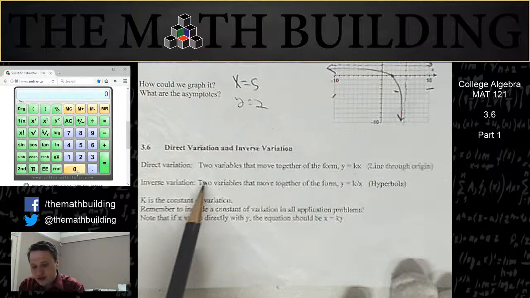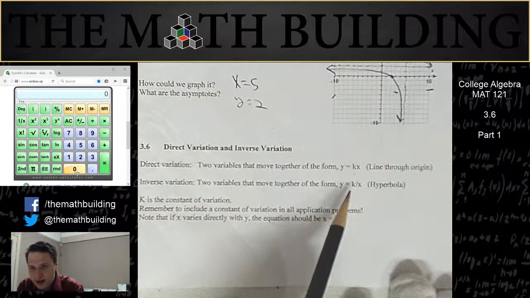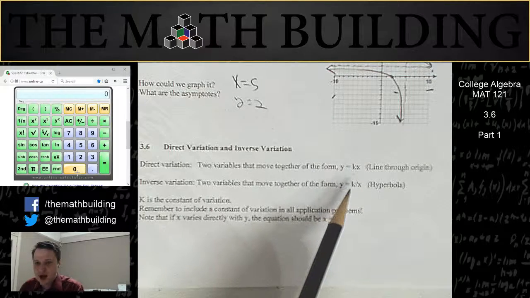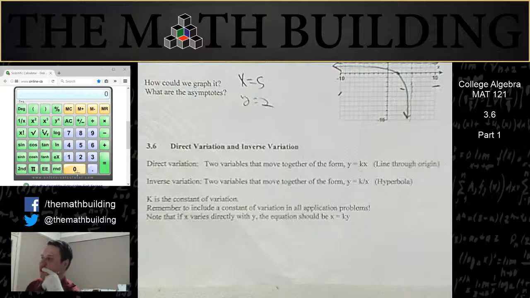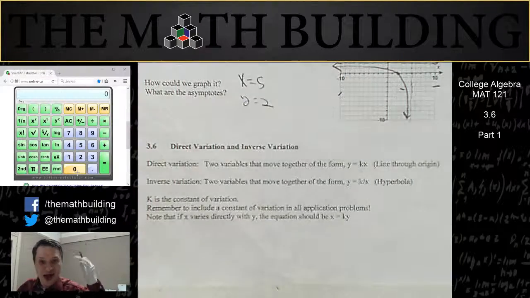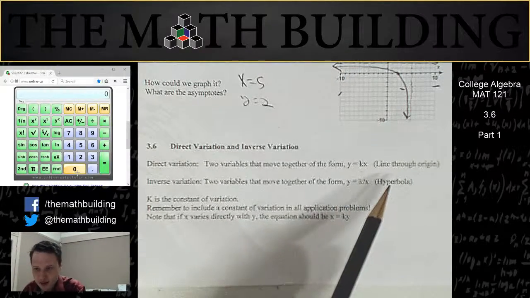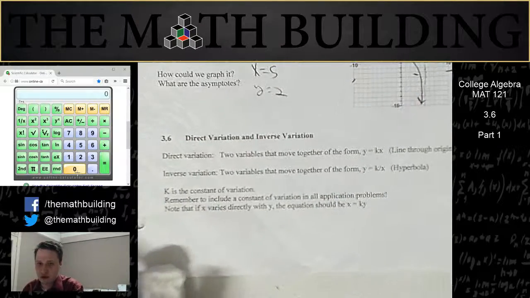Inverse variation, on the other hand, is two variables that move oppositely, of the form y equals k divided by x. So y equals some constant number divided by x. I wonder if there's some graph that looks like that. I know! How about 3.5? We just did hyperbolas. So y equals k over x is a hyperbola, like we did in 3.5, and y equals kx is just a line through the origin.